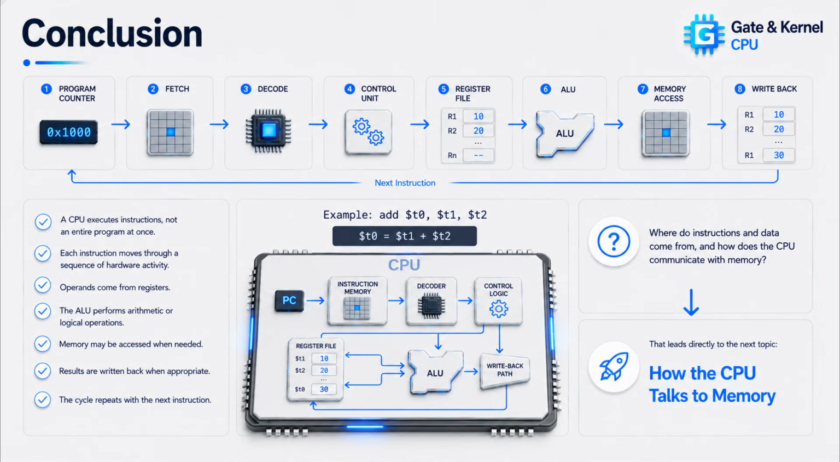Conclusion: a CPU does not execute an entire program as one large operation. It executes instructions. Each instruction moves through an organized sequence of hardware activity. The program counter identifies the next instruction. The CPU fetches it. The decoder determines what it means. The control unit activates the required data path. Registers provide the operands. The ALU performs arithmetic or logical operations.